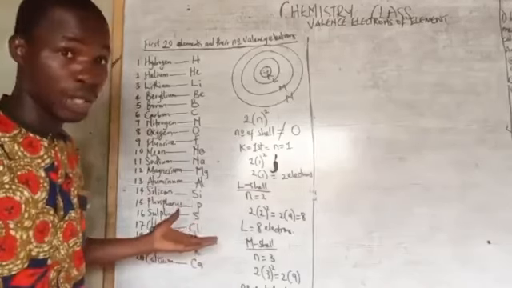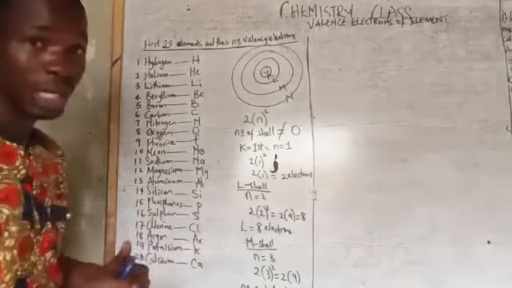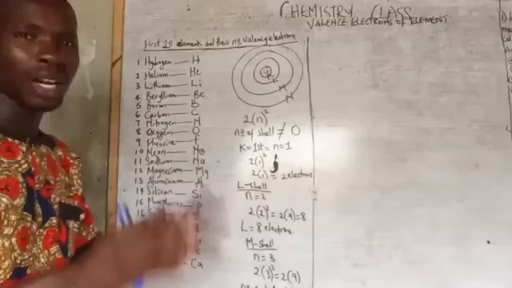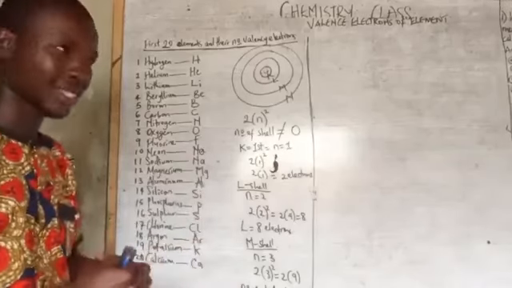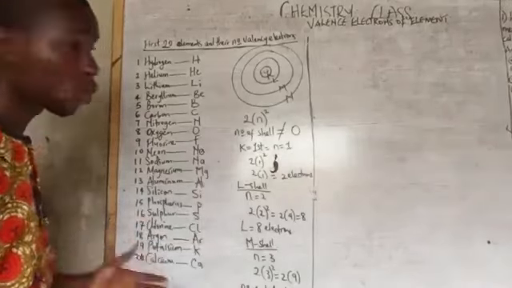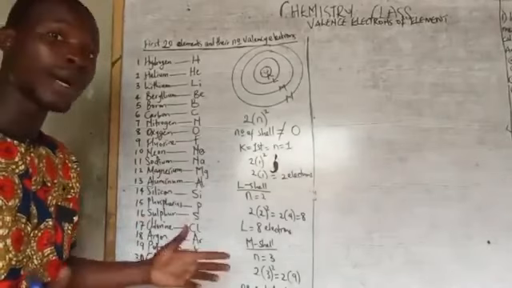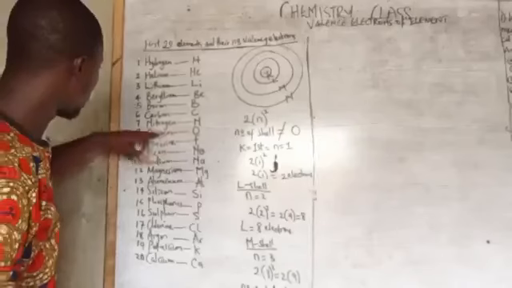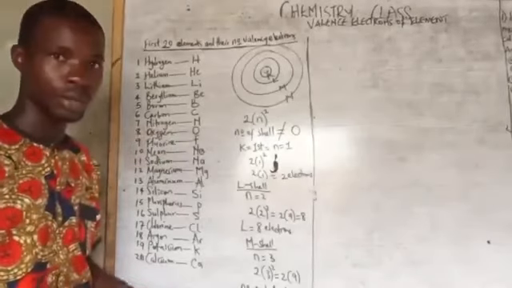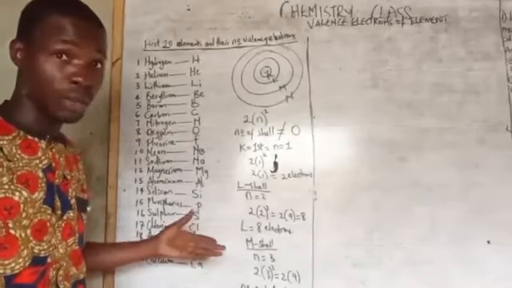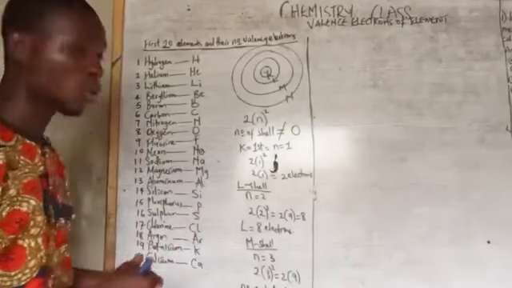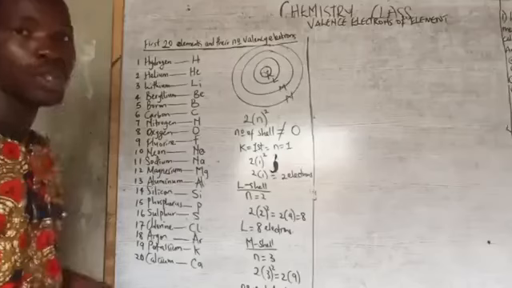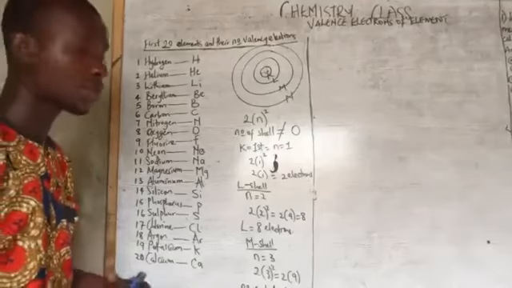So if I would ask you, how many electrons does aluminium have? Trace that, 13. Aluminium has 13 electrons. If I would ask you again, how many electrons does oxygen have? Oxygen has 8 electrons. If I would ask you again, how many electrons does calcium have? A calcium atom has 20 electrons.